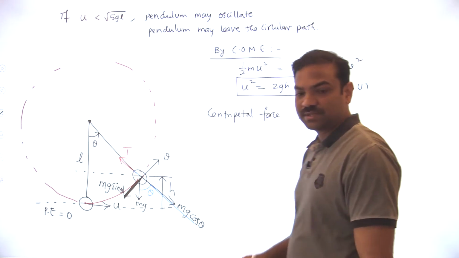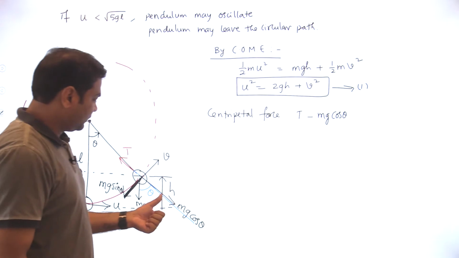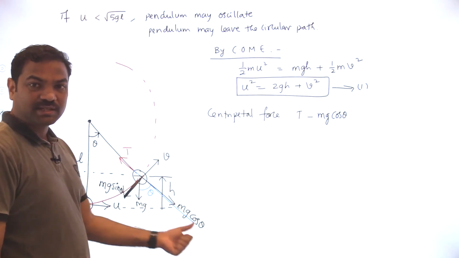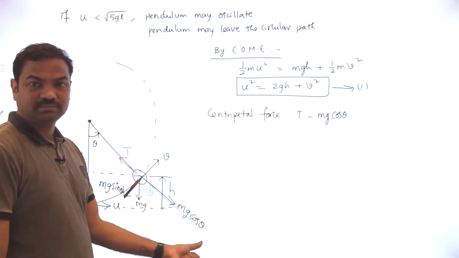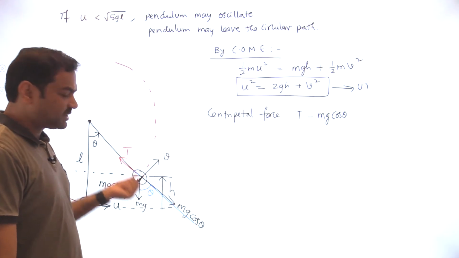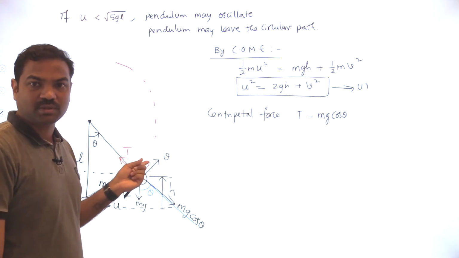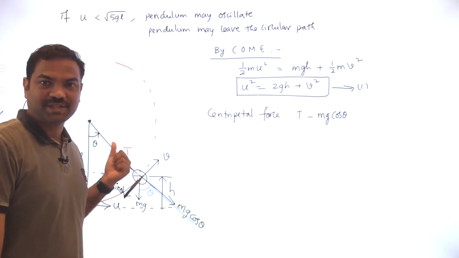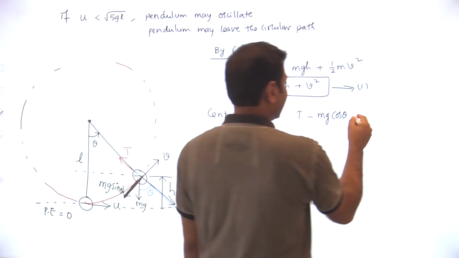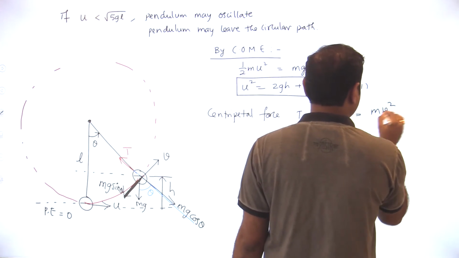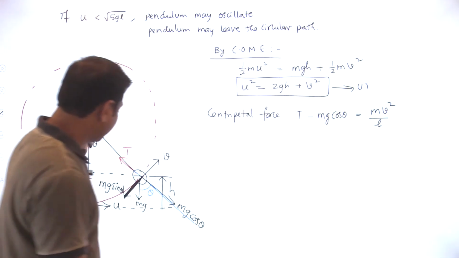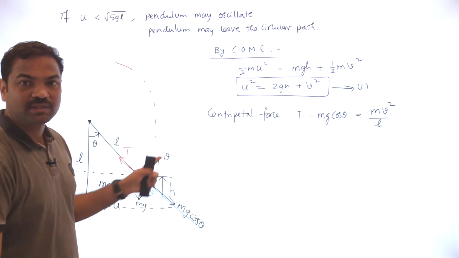Understood why I am writing minus? Because both are opposite. Force acting towards the center is positive, force acting away from the center is negative. So the net force acting towards the center is T minus mg cos theta, because T should be more, only then it will go in a circular motion, a vertical circle. This is equal to m into speed at that point, v square by radius. The radius is L and the speed at this point is v, that's why I wrote mv square by L.